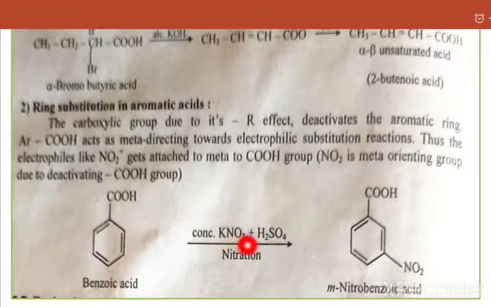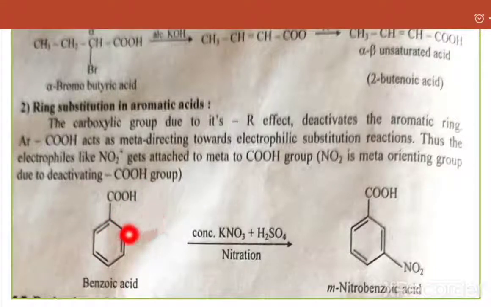undergoes nitration, and for nitration we know that we use concentrated HNO3 plus H2SO4. From this mixture we get the nitronium ion. Now then here this carboxylic acid has the minus R effect. That means the resonating effect, minus R effect. Due to this minus R effect, therefore it deactivates the aromatic ring. That means Ar C double bond OH. Therefore it acts as meta directing.